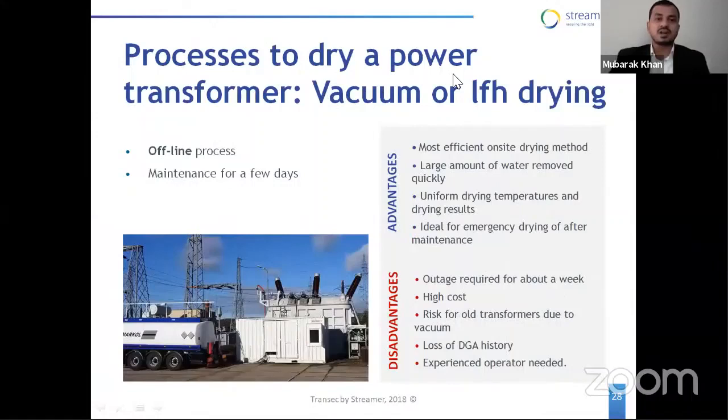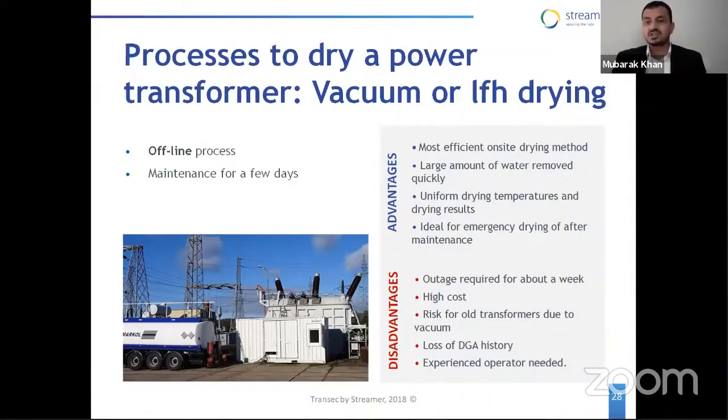Process to dry a power transformer: vacuum or LFH drying. Okay, offline process. So now this is another method which is very effective and very efficient. With this method you can really remove the whole moisture from the paper. So it is the most efficient drying system available. But the drawback is it is very expensive. It requires a large outage, very big outage. It is only ideal for emergency drying, not for any continuous operation.